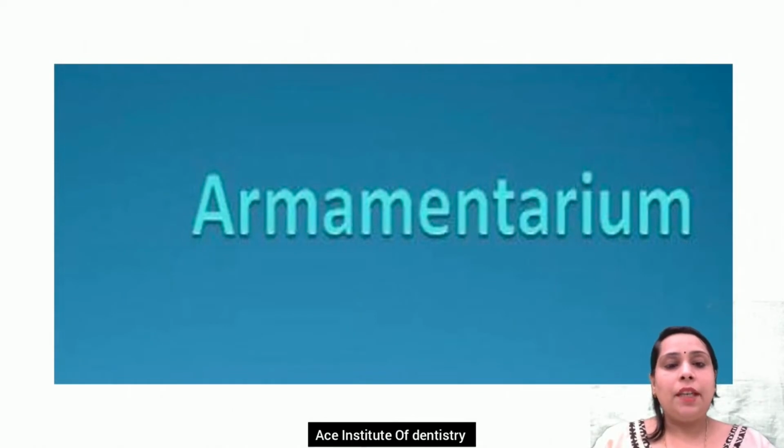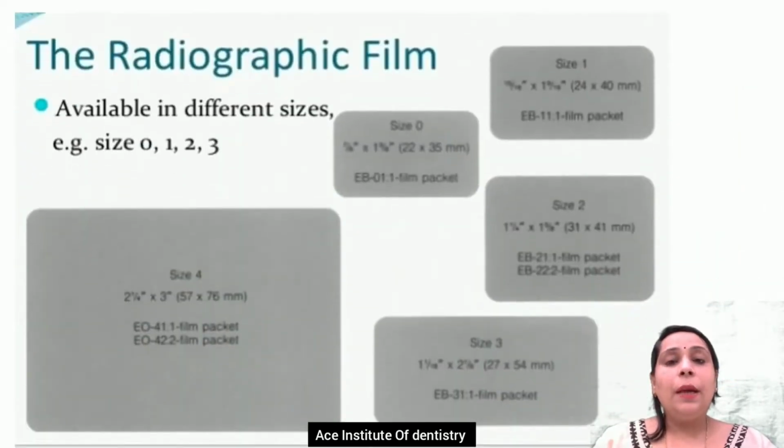Let us see the armamentarium of these radiographs. Basically, all of this contains a film. The films are of different sizes. Here you can see size 0, size 1, size 2, size 3 and size 4. Based upon the speed, they are divided into A, B, C, D, E speeds. E speed is an extra speed. So these are the better ways. Why? Because we don't want much radiation. That's the reason we usually prefer super speed E.